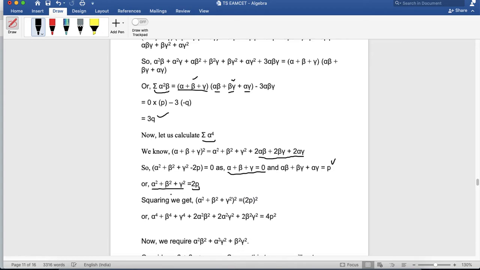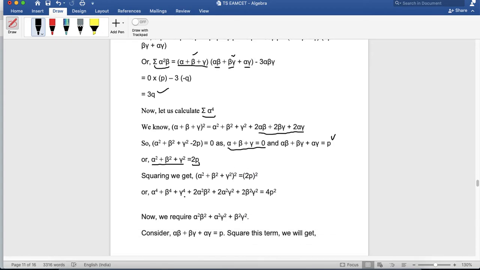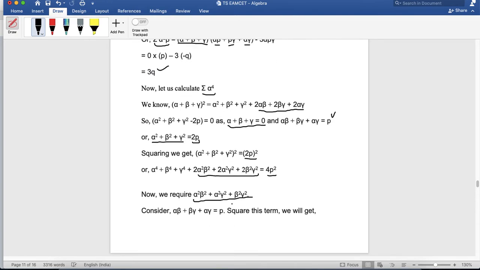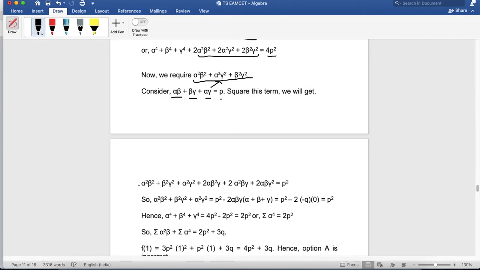Now square it again. We'll get alpha 4 plus beta 4 plus gamma 4 plus again 2ab, 2bc, 2ca terms. The square of 2p is 4p square. Now this is another expression whose value we don't know, so we will have to compute. So I need this value. Consider this expression alpha beta plus beta gamma plus alpha gamma equals p. From here I will have to square this term to calculate the value of this. So when I square it, I get a square, b square, c square, 2ab, 2bc, 2ca again.